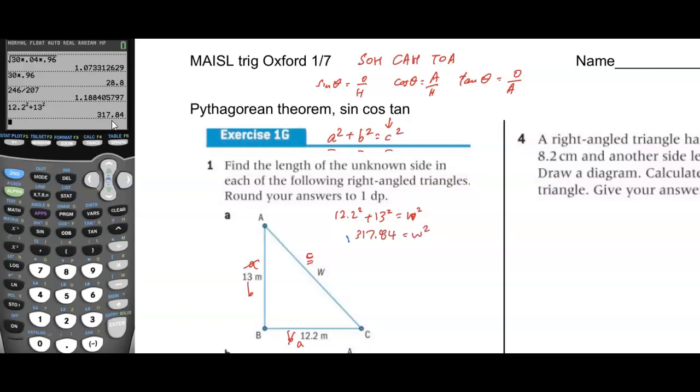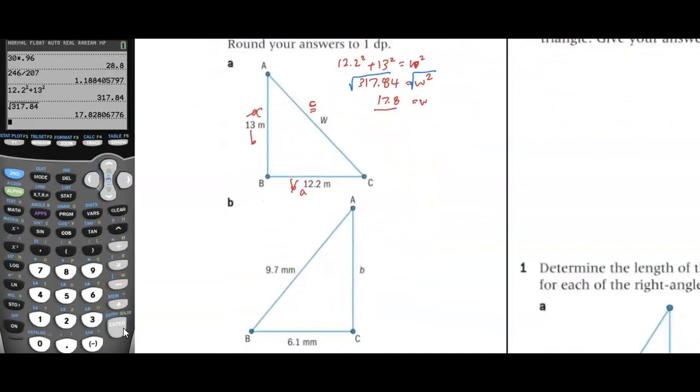Let's take the square root of each side. Then we're going to get just w on the right side, and the left side is going to be the square root of 317.84. The answer is 17.8, 3 sig figs. Okay, next one.